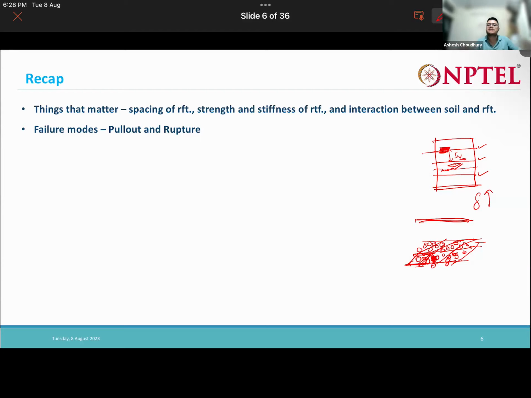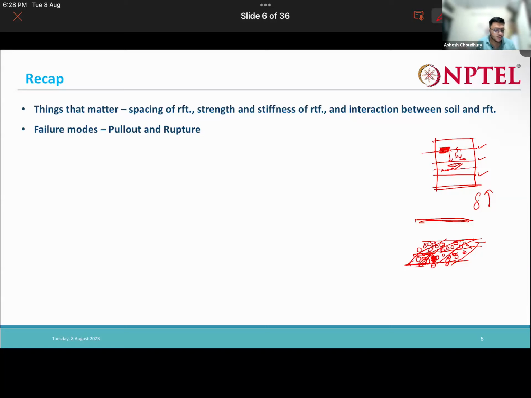The rupture is what happens when the reinforcement tears. Due to high loads on the reinforcement which is there between the soil, there is tearing in the reinforcement. The reinforcement ruptures from between. So these are the two modes in which the failure can happen. One is the pull out and one is the rupture. Pull out happens when the reinforcement slides out. Reinforcement and the soil separate by sliding. That is the pull out failure. The rupture is when there is tearing of the reinforcement.